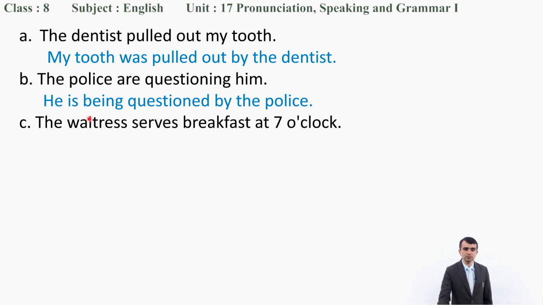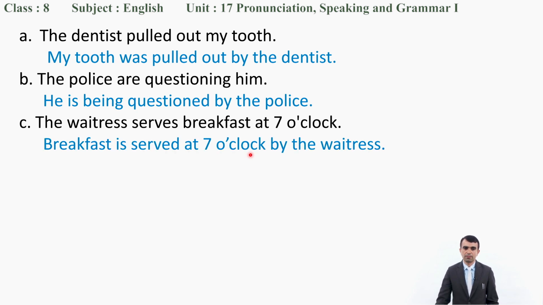Next, C. The waitress serves breakfast at 7 o'clock. So, what is the object here? Can you say at 7 o'clock? No, that is a time adverbial. So, the object here is breakfast. Is it so? The subject is the waitress. So, you can write here, breakfast is served at 7 o'clock by the waitress.